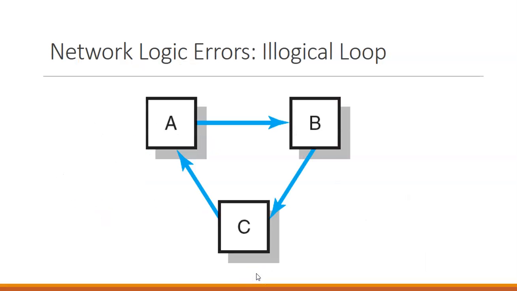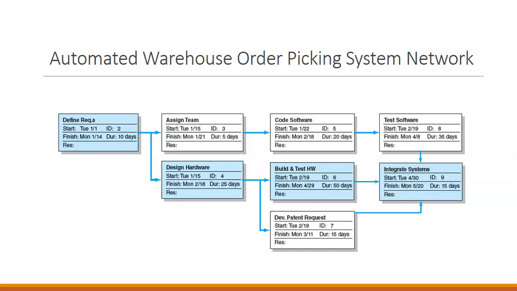So network logic errors that can occur are that we have an illogical loop. Any looping doesn't work when we're making our network. In this example, we can't do B until we've finished A, but we can't do A until we've finished C. That doesn't make sense when we're trying to make our plan. So it's an illogical loop. Looping is not allowed in our networks.